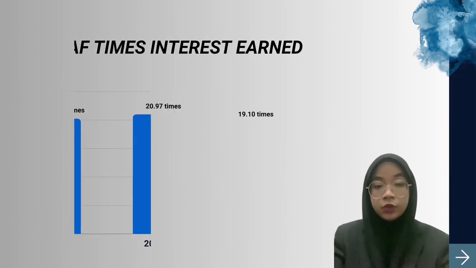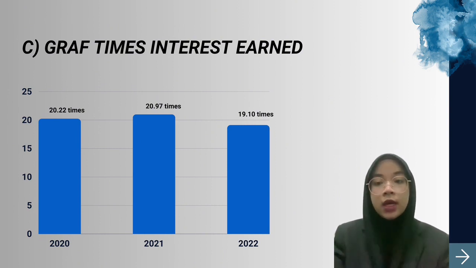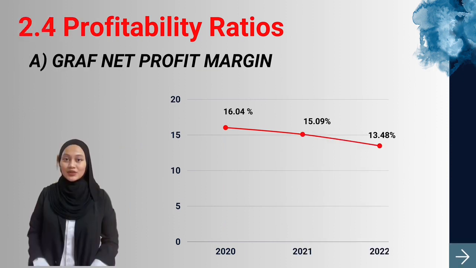Last one is times interest earned. So based on the graph, the times interest earned in 2022 is getting lower than the last 2 years. This shows that the company tends to take on more debt than their cash flow could handle, but it's still in a stable and controlled situation. Proceed to profitability ratios. The first type of profitability ratio is net profit margin.